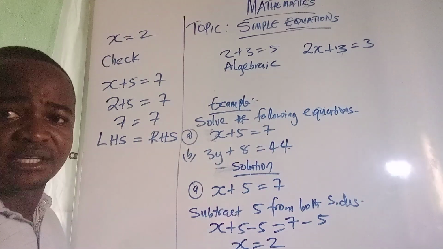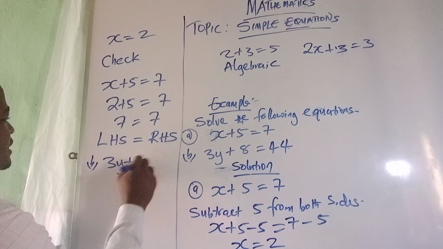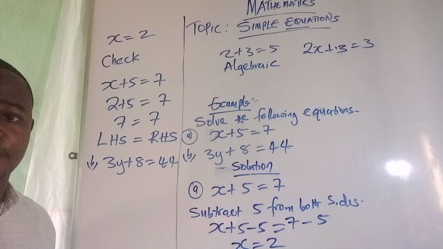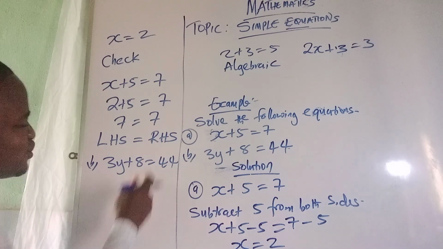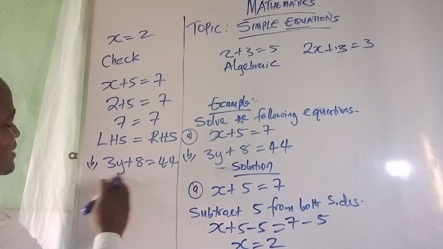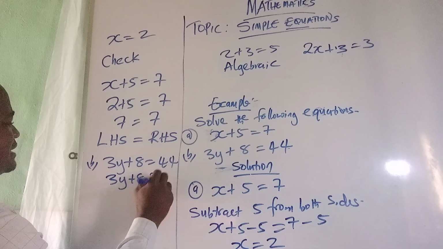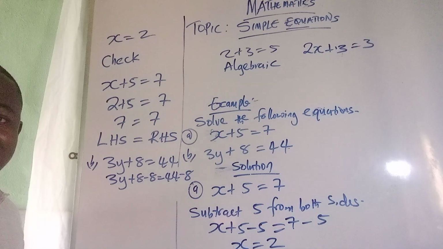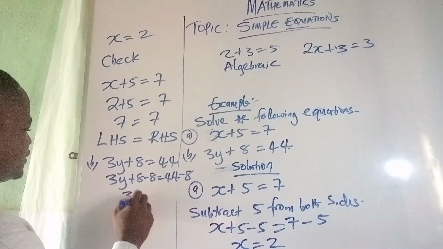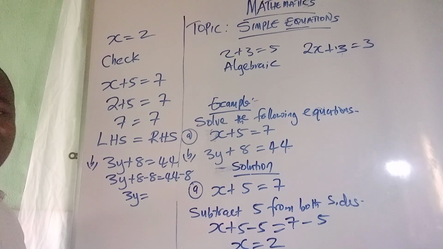Then the second one, I'll be faster. B. You have 3y plus 8 equals 44. What will I do here also? I will also subtract 8 from both sides to make 3y to be alone first. Then 8 minus 8 will give you 0. So you have 3y equals 44 minus 8. 44 minus 8 will give you what?